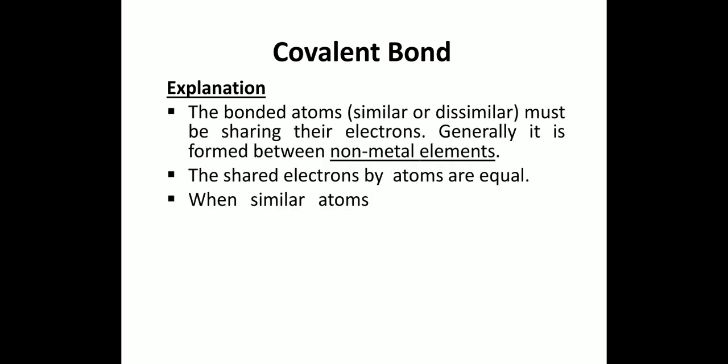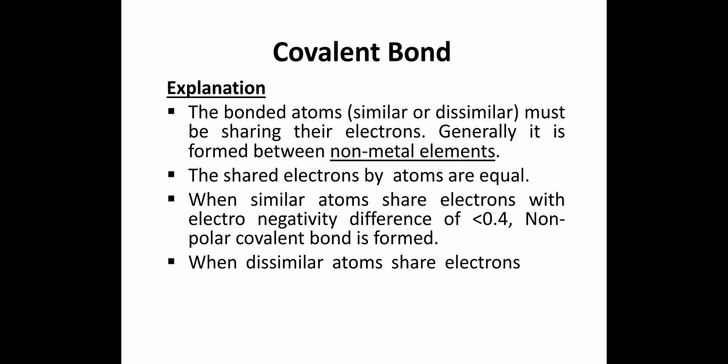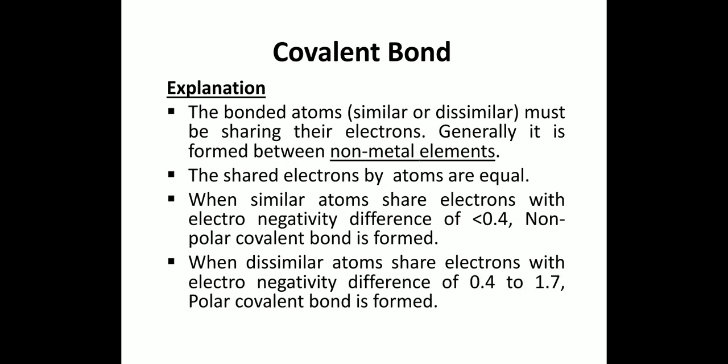Now we move forward to the covalent bond, how it is formed or why a covalent bond is formed. The bonded atoms, similar or dissimilar, must be sharing their electrons. Generally it is formed between nonmetals. The question arises, why is a covalent bond formed in nonmetals?